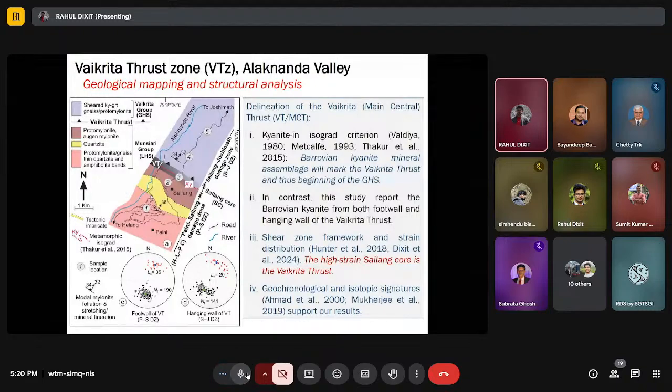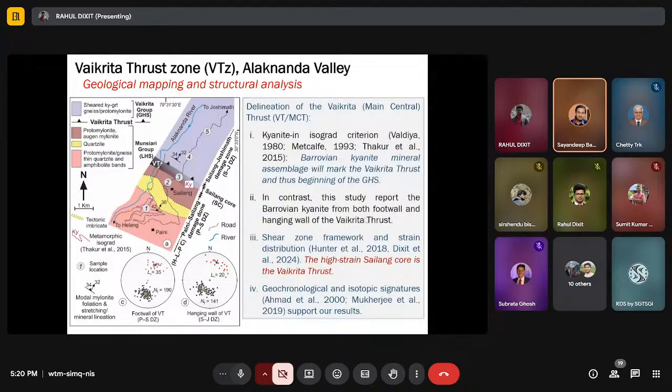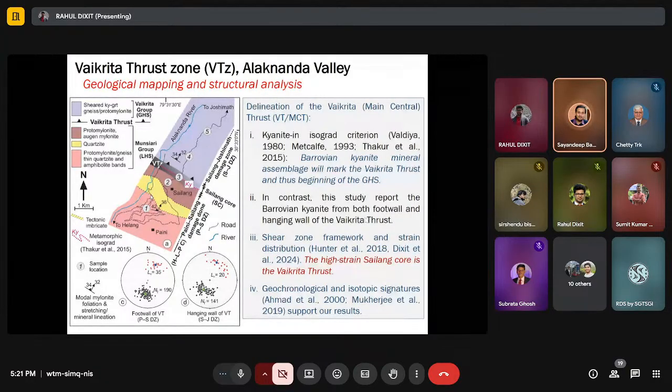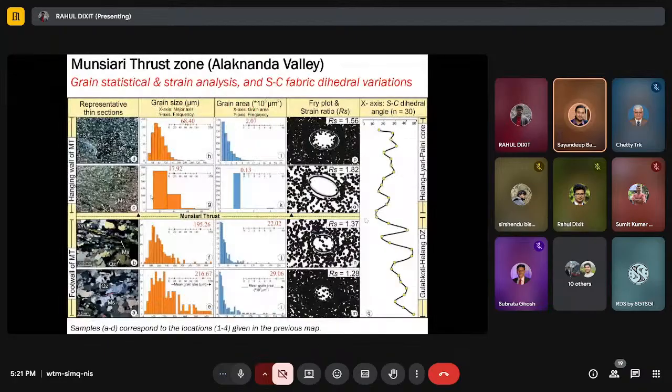Okay. Just in continuation to this question, I would also like to know that to determine that your Munshari thrust is folded, what data did you actually take? Stretching lineations only, or something else as well?